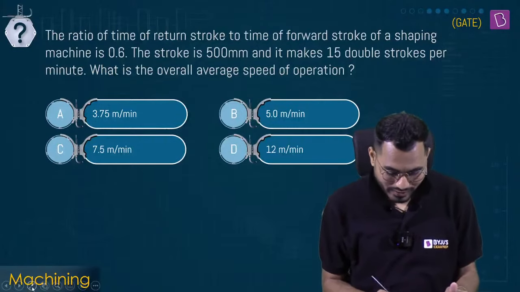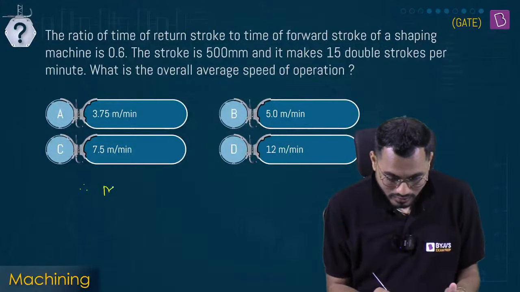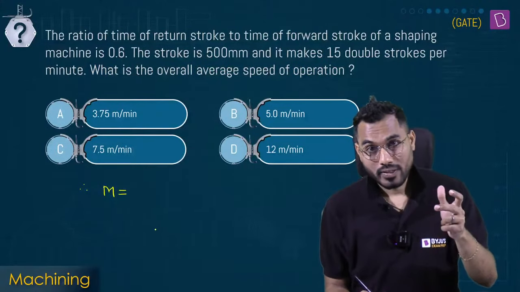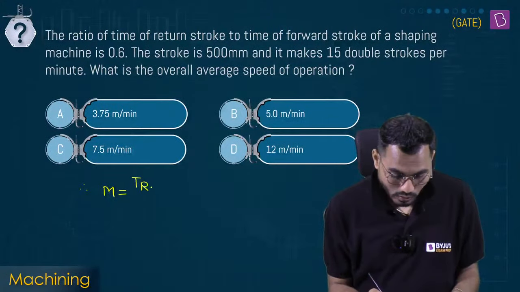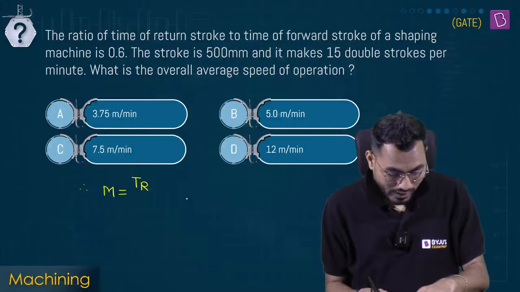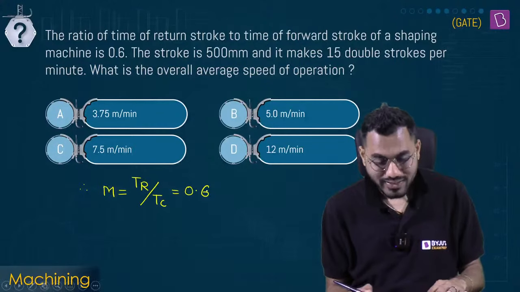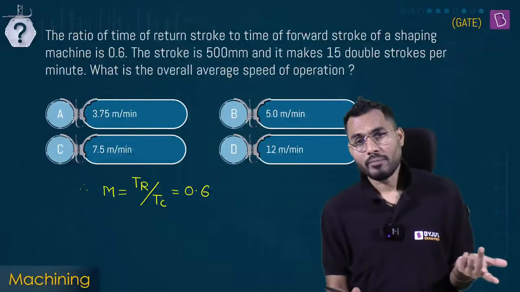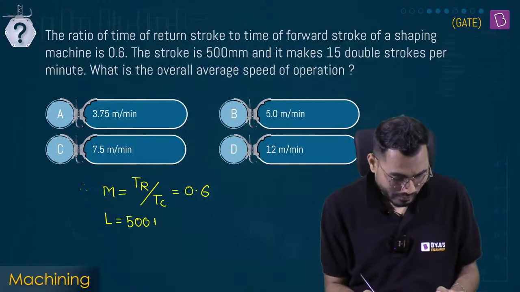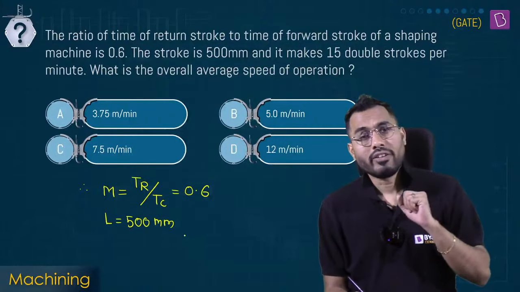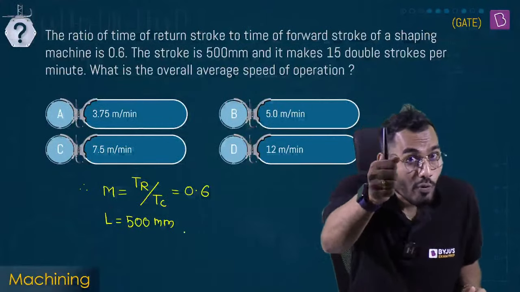We know the data given, I can easily write it down here. So I'll say that the M value, because it is the opposite of that particular ratio, that is what I'll call the shaping ratio. The time of return stroke divided by the time of cutting stroke is equal to 0.6. When this value is less than 1, it is called the M value. And what is given: the length of the stroke is 500 mm, and 15 double strokes per minute. So can I say that whenever the crank is rotated one time, there will be a double stroke, forward plus return.